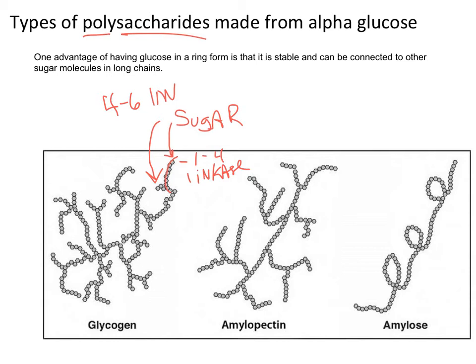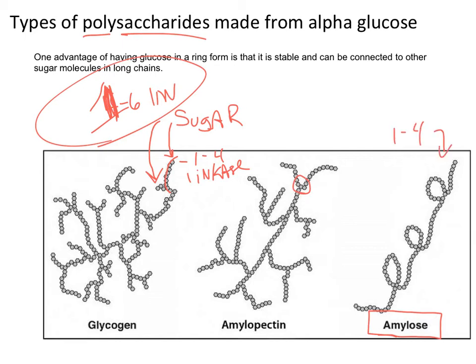Sorry, I misspoke. It's a 1,6 linkage. And I can draw that in class, but you're not going to need to know that. But you may wonder, why do some of these have branches? All right, so amylose, which is a starch, only has 1,4 linkages, and that's what gives it its shape.